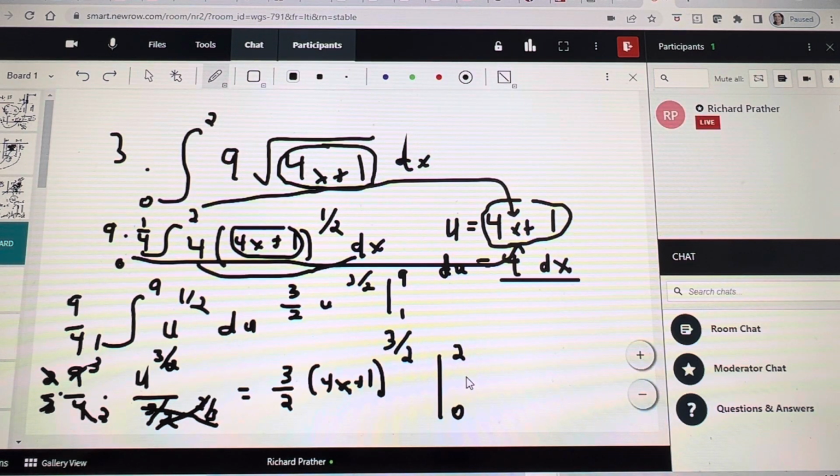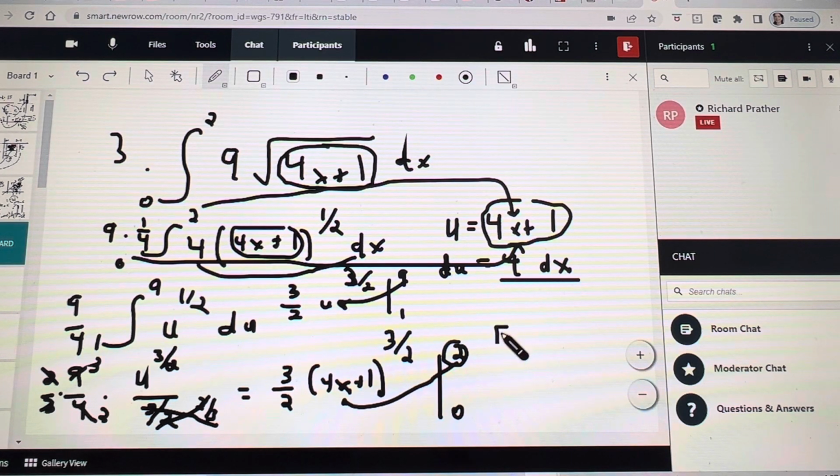You're going to get the same answer either way, because if I'm going to be plugging the 2 in here now, that's 8 plus 1, that's 9. So whether I just plug the 9 in or whether I plug 2 in and get 9, I'm getting 9 either way. One way or the other, we have to do 9 to the 3/2.